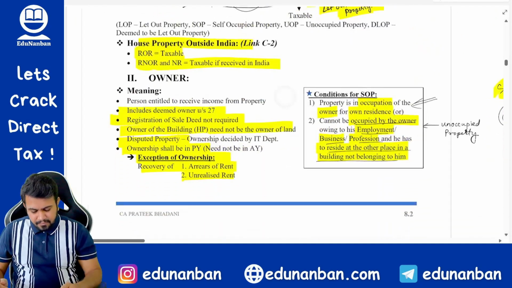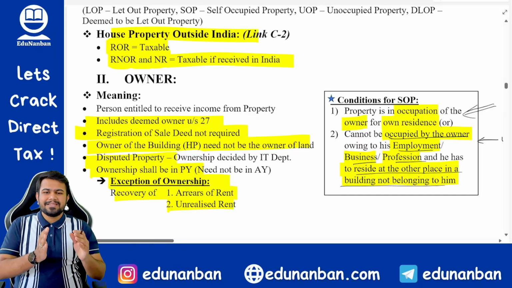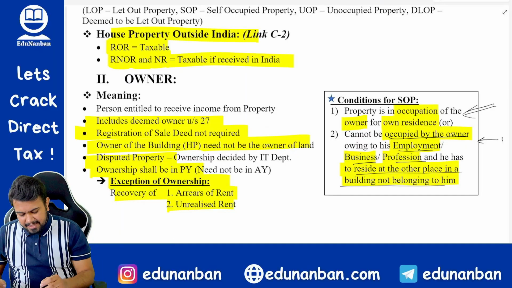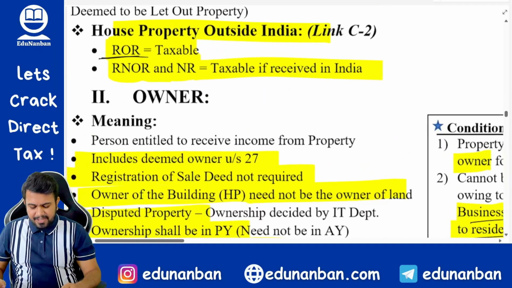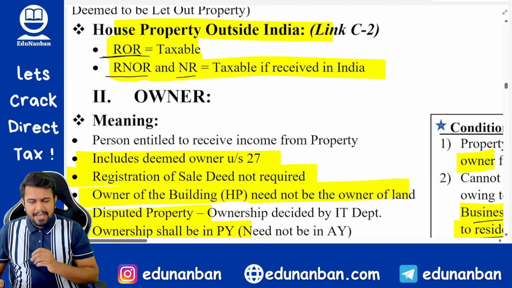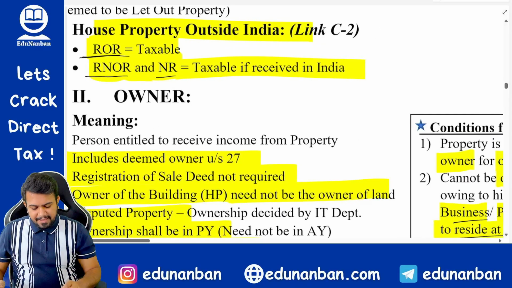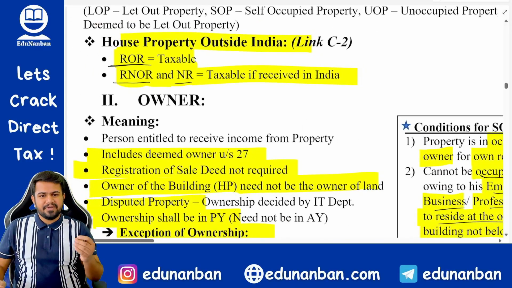Now, sir, what if house property is outside India? If house property is outside India, then for a resident and ordinarily resident, the rent is fully taxable because global income is taxable. For RNOR and NR, that is resident but not ordinarily resident and non-resident, the rent will be taxable only if it is received in India.